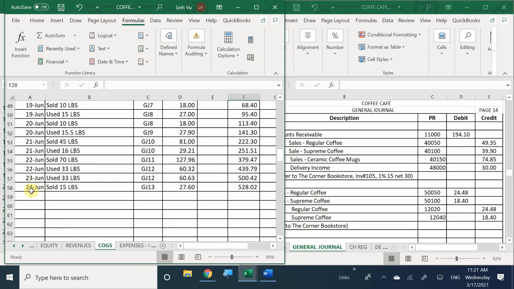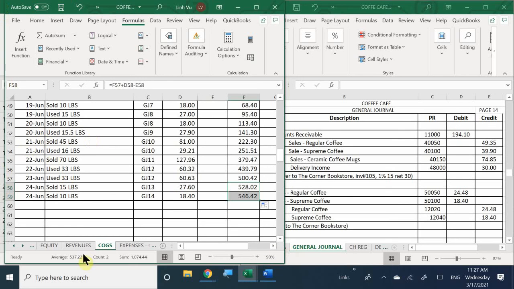Okay. And here we sold an additional 10 pounds. Here we are. General Journal 14 for 18.40. So what is going to be my new total ending balance in my cost of goods sold? 546.42. Good.